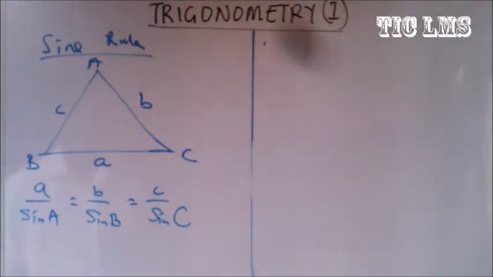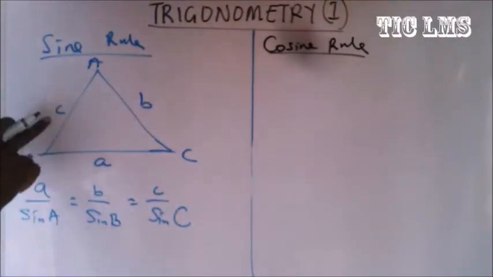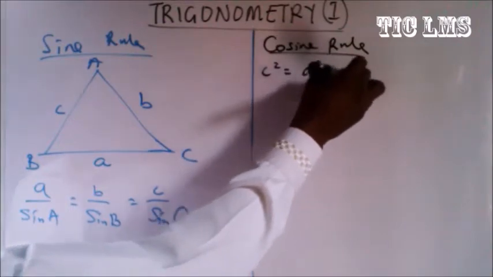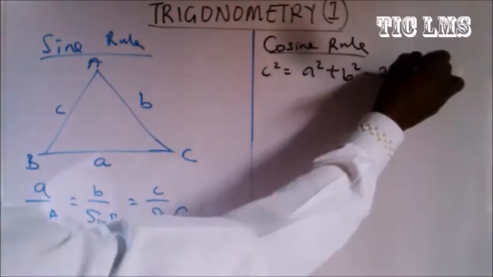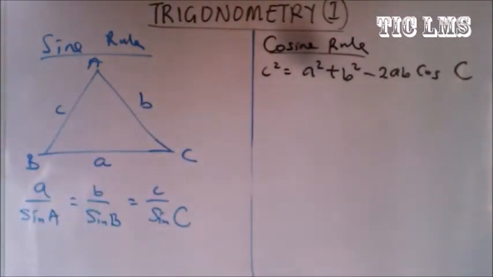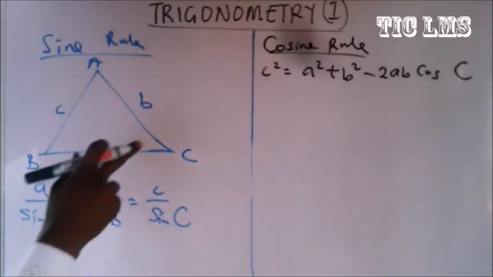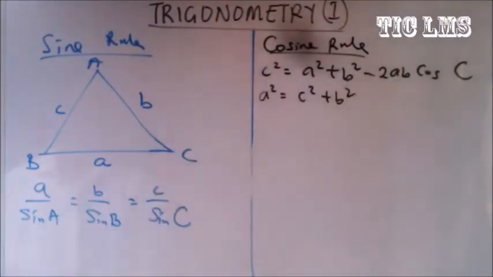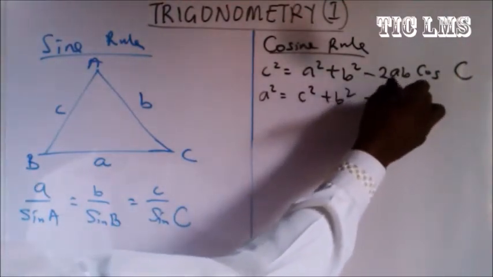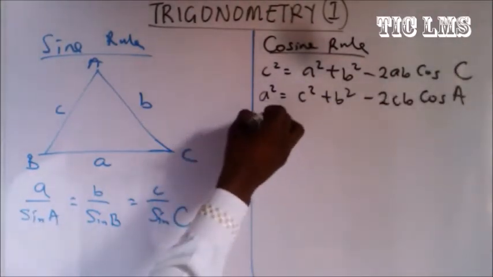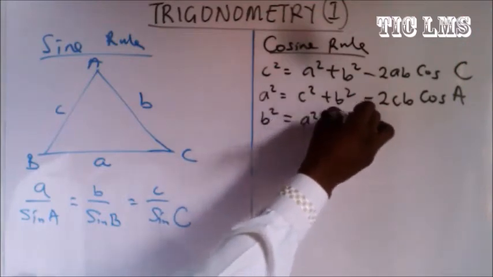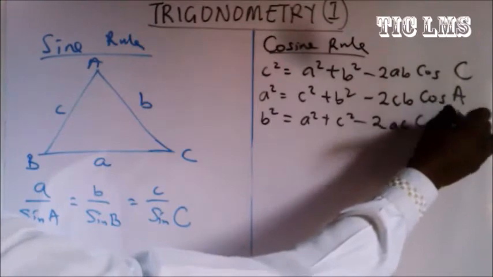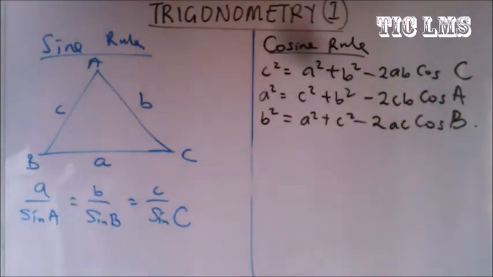Afterwards, we have what we know as the cosine rule. Taking this particular triangle as an instance, c squared equals a squared plus b squared minus 2ab cos angle at C. That's the rule. And so what does this mean? If you are to find this side, and you are given this side and this side and this angle here, you'll be able to find it. Or we have a squared equals c squared plus b squared minus 2cb cos angle at A, and then b squared equals a squared plus c squared minus 2ac cos angle at B.